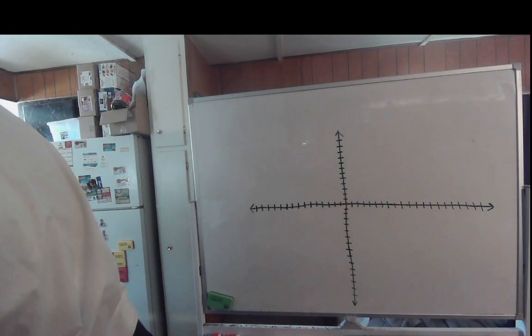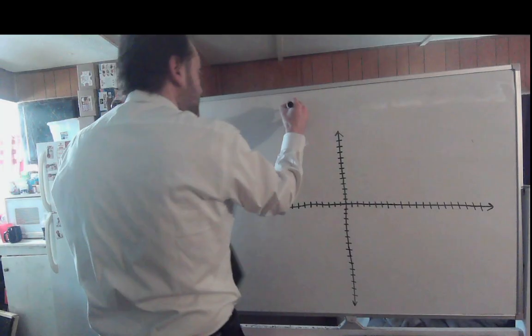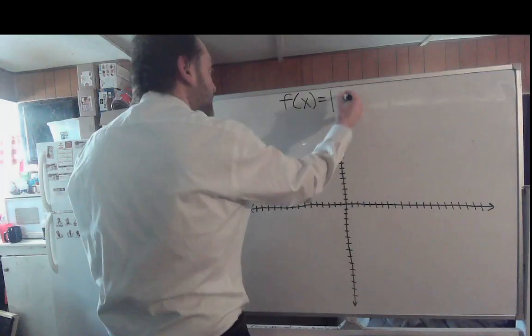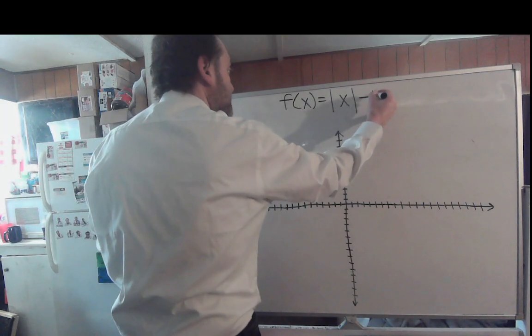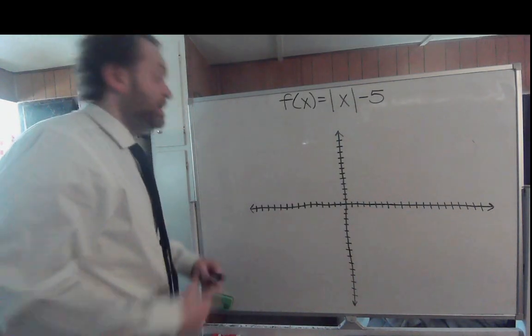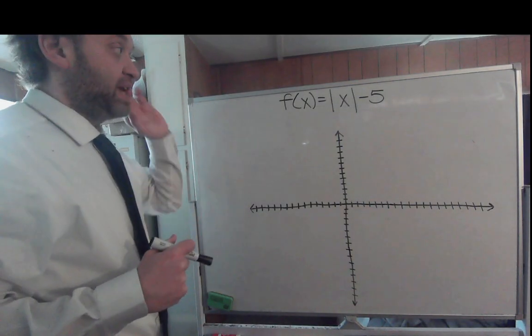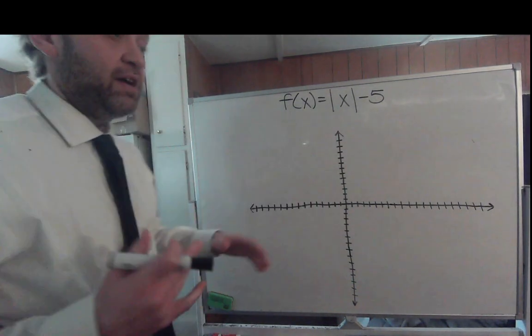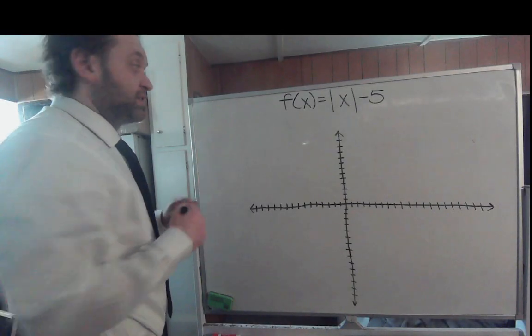Alright, so f of x equals the absolute value of x minus 5. So this should be easy. We need to find the vertex first. We have f of x equals the absolute value of x minus 5. Well, let's find the vertex.